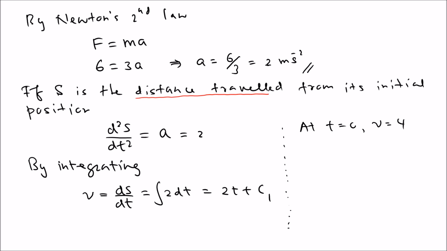That's given. Speed is 4. So that means 4 has to be equal to 0 plus c1, and this says that c1 equals 4. Since c1 equals 4, now we can plug in there. Then we have this formula. So that means ds over dt is simply 2t plus 4. So that's what we get. So we go one step closer.